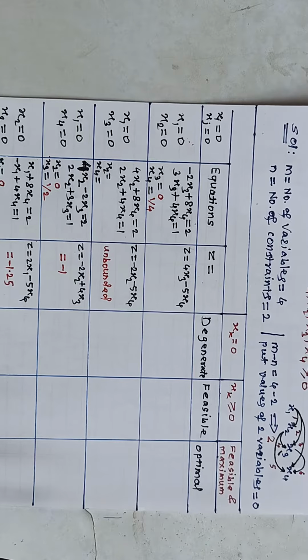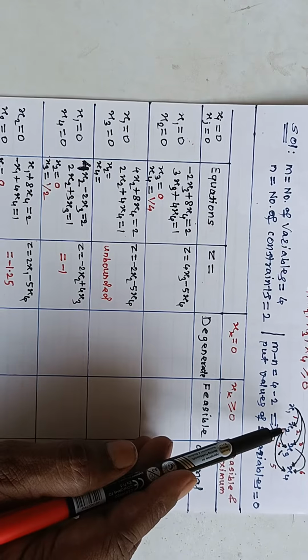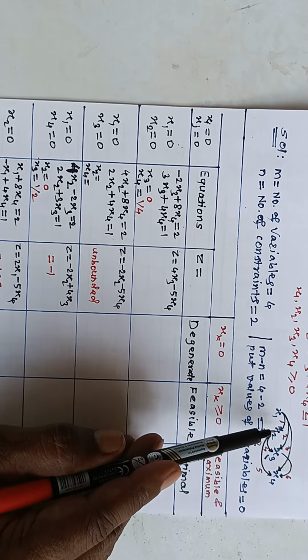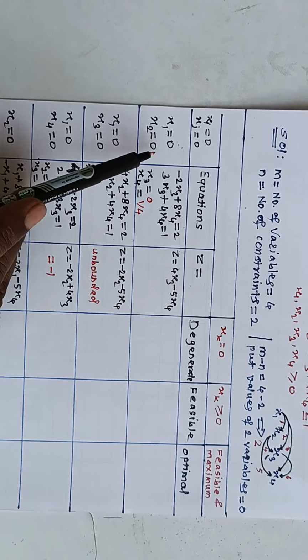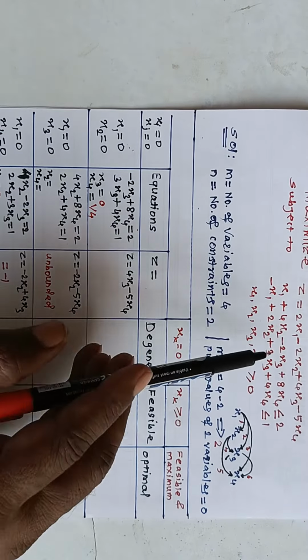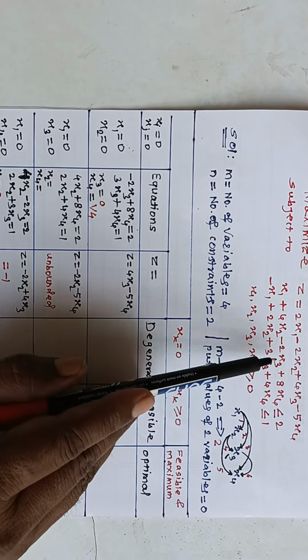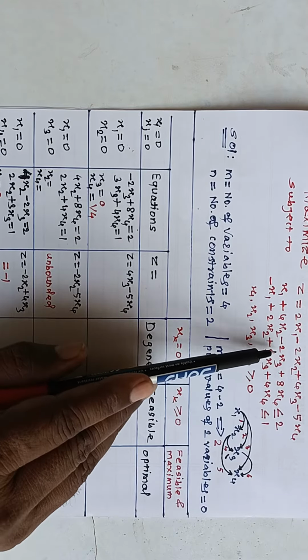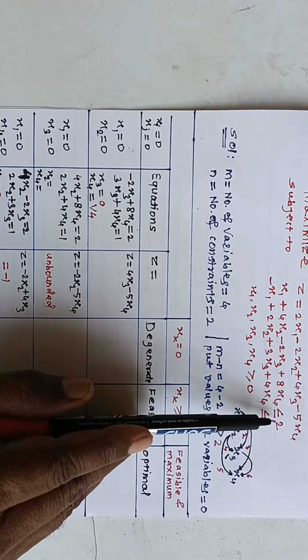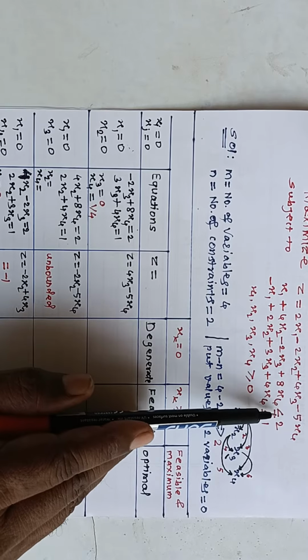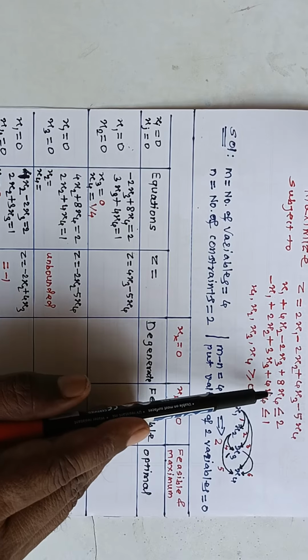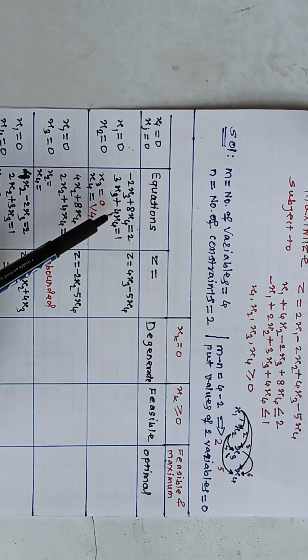Considering the first way, that is x1 and x2 are 0. Considering this, x1 is equal to 0 and x2 is equal to 0. Put these two values in the constraints, this 0, this 0, then only these two terms remain. Minus 2x3 plus 8x4 is equal to 2, not less than or equal to. This is in the problem.